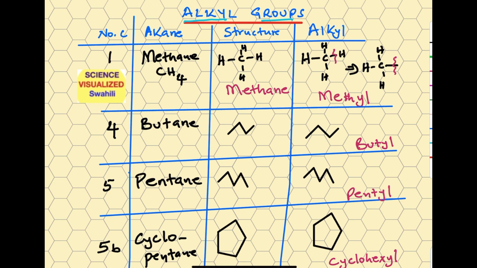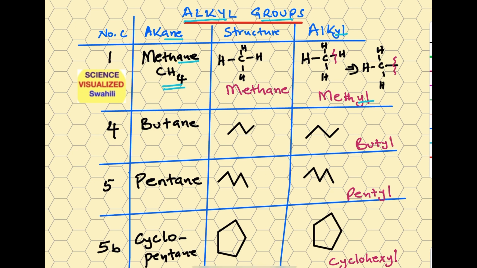We start with an alkane. Alkane ends with A and E. The alkyl group that's derived from the alkane is called an alkyl group, so you replace the A and E with YL. First example is methane. The alkyl group from that is methyl, so you see the YL replaces the A and E.